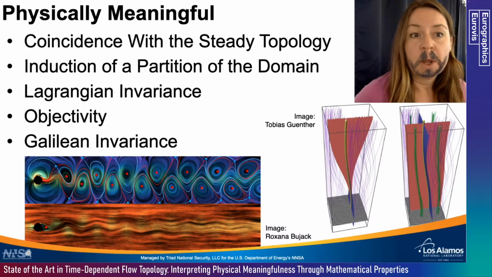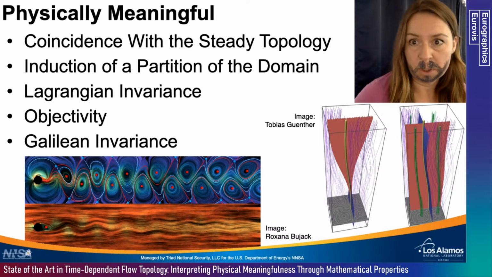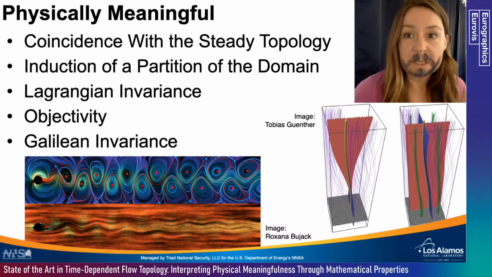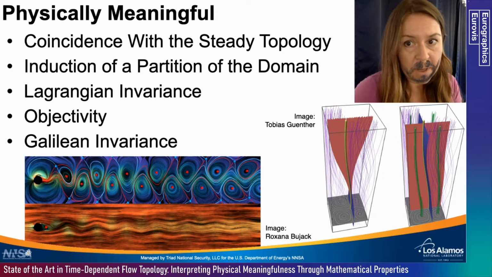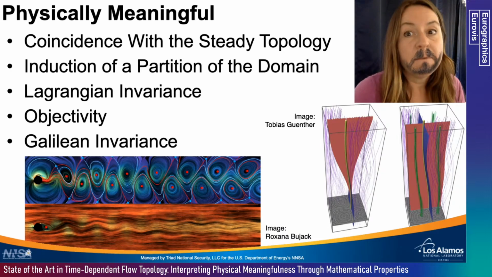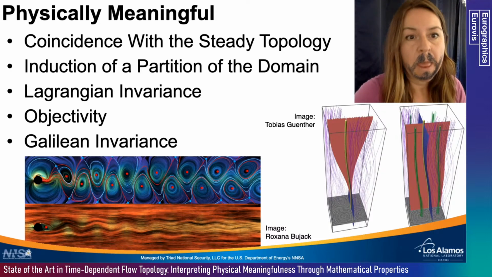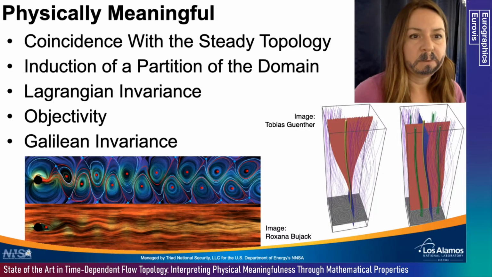The first one, we want to have a coincidence with the steady flow topology. That means if I have a method that is designed to work on fields that change over time, but I feed it a field that actually does not change over time, then I want the output of my method to actually be the classical steady vector field topology. That means the critical points and the separatrices. Well, this is clearly what we want to have if we want to talk about a real generalization, right?